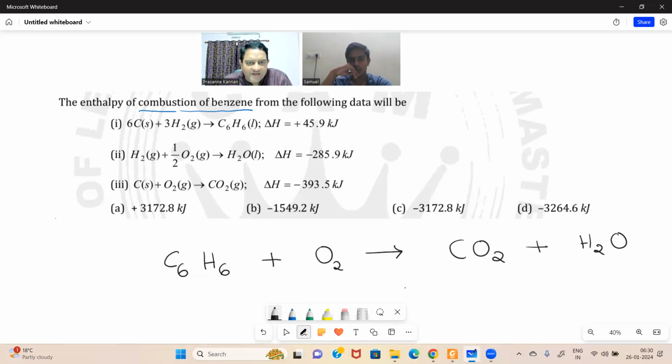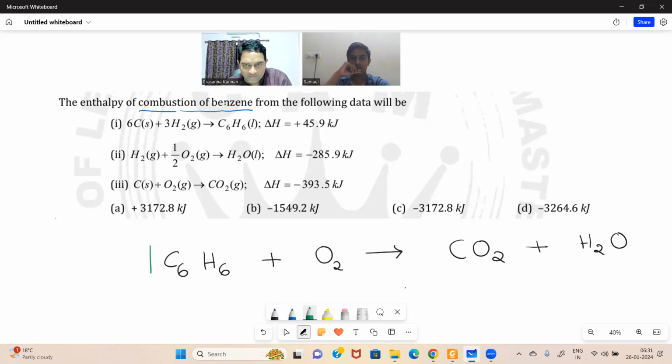Is it combustion? Read the question again. Combustion of? Benzene. Read it 5 times. Combustion of benzene, combustion of benzene. Combustion of? Benzene. So whose stoichiometric coefficient must you maintain as 1? Benzene. What did you say? You said carbon dioxide.